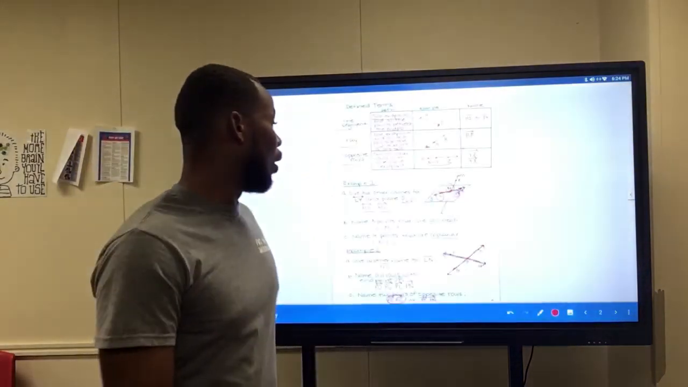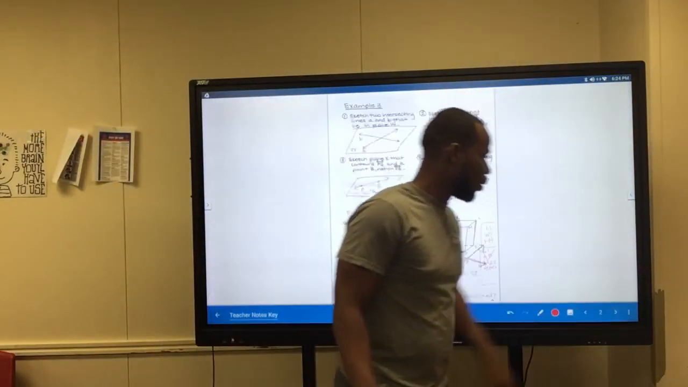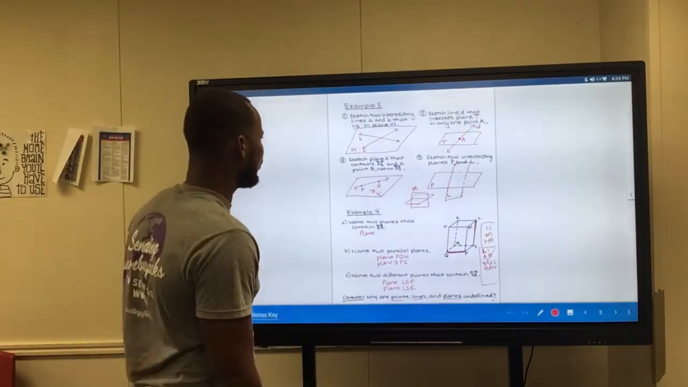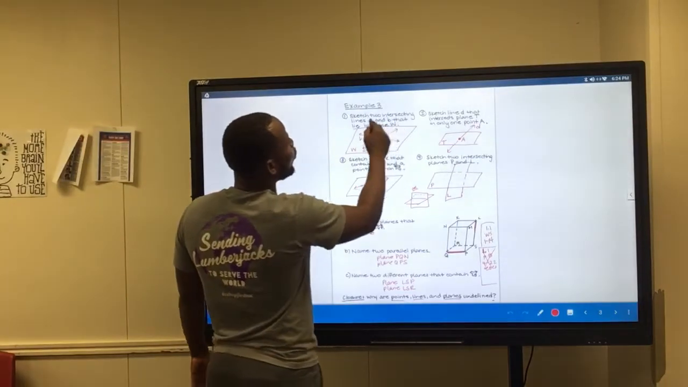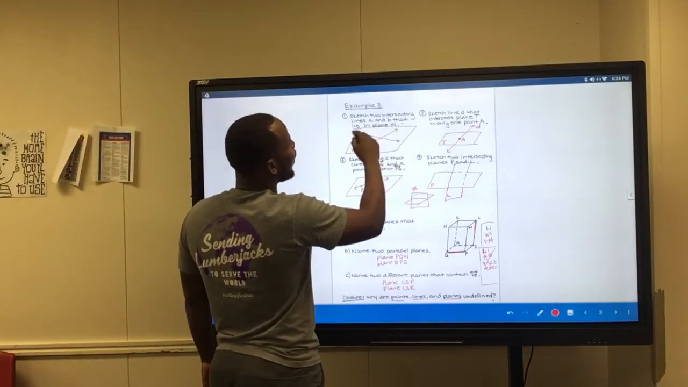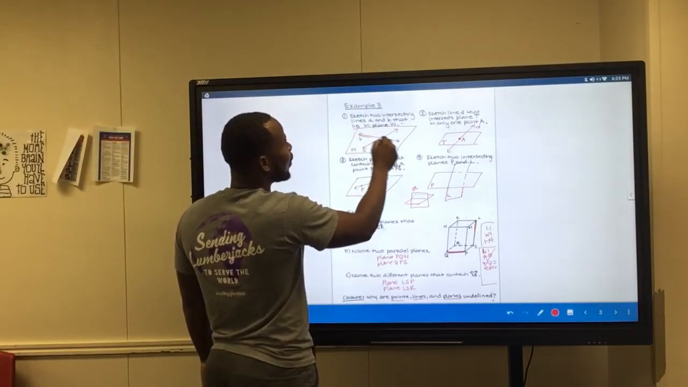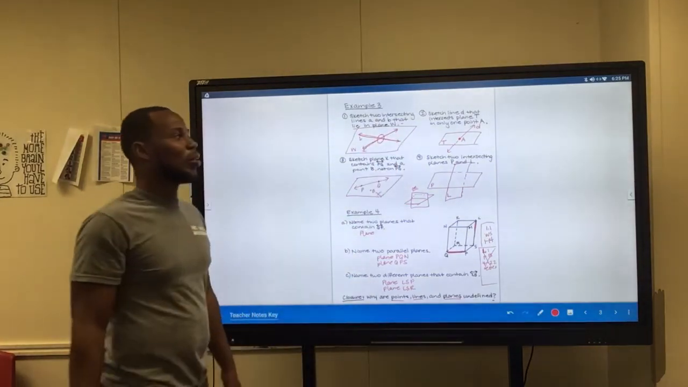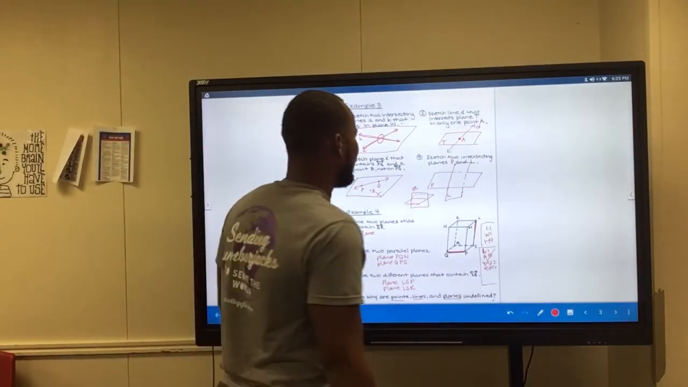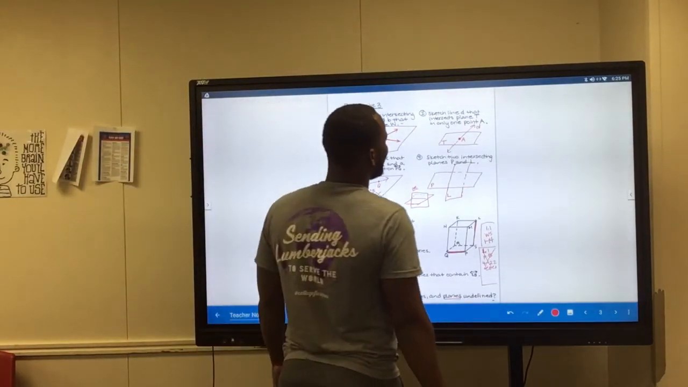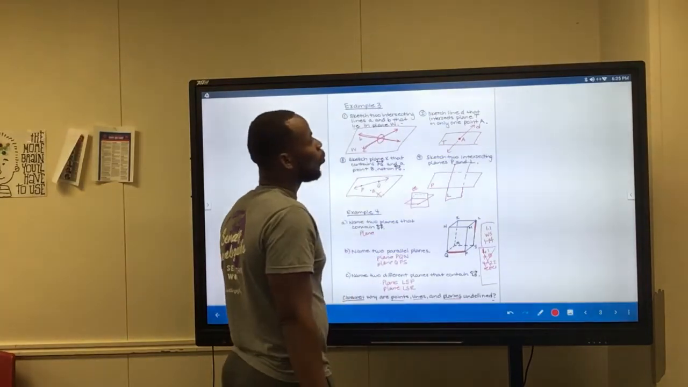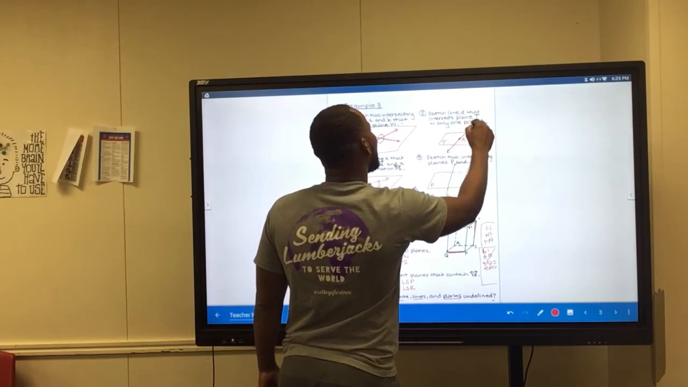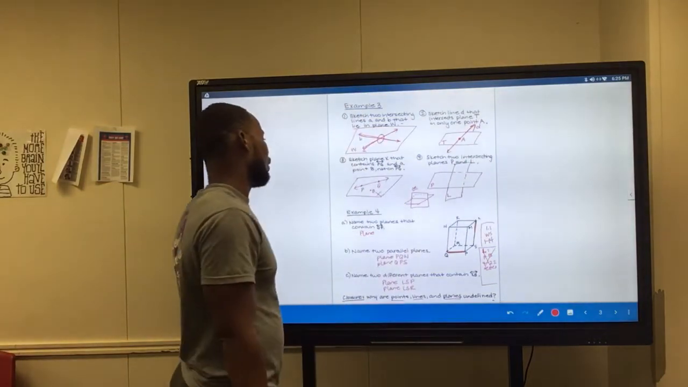One more thing and then we go. So now, example. We want to sketch two intersecting lines A and B that lie in the plane. So we just sketch two intersecting lines. When two lines meet, we call them intersecting. Sketch a line that intersects plane T in only one point. So if there's a point here, this line intersects it at only one point.